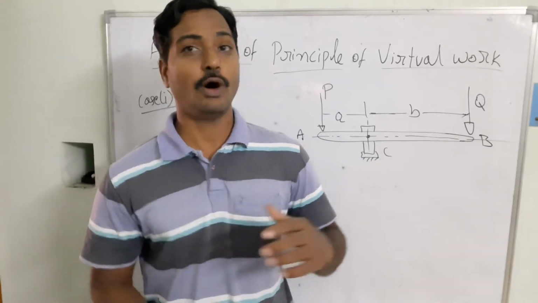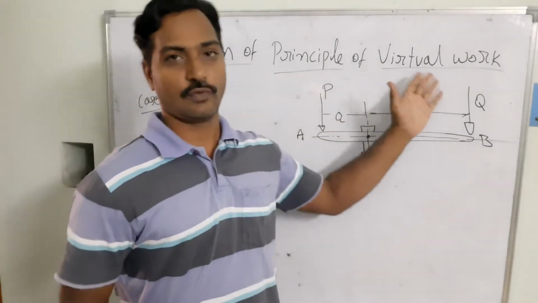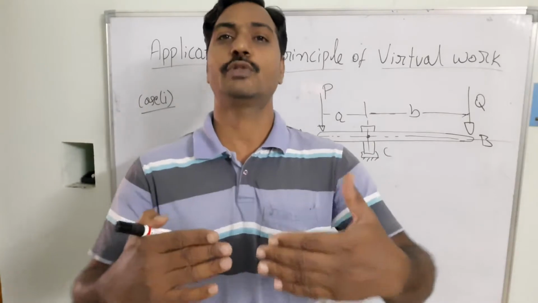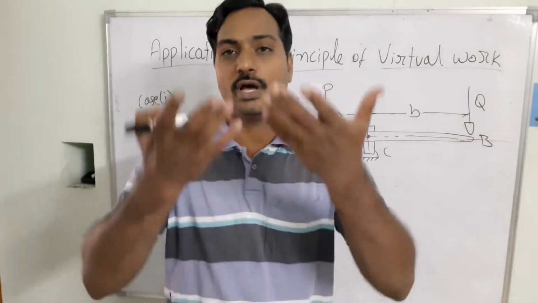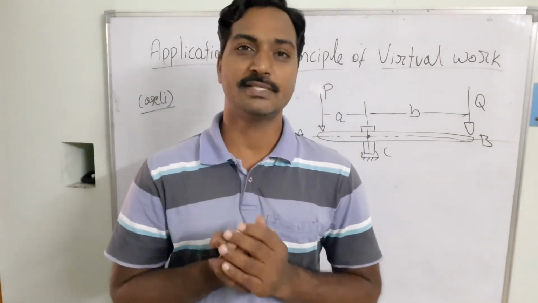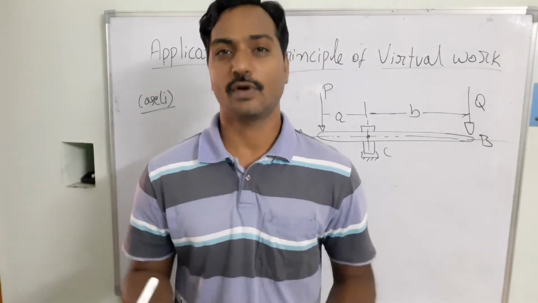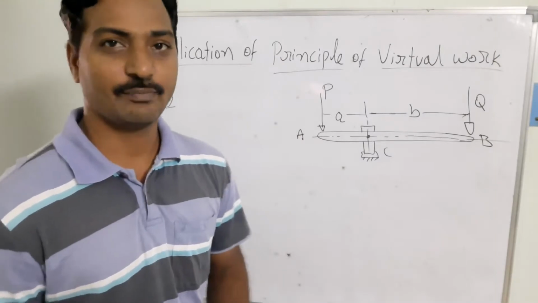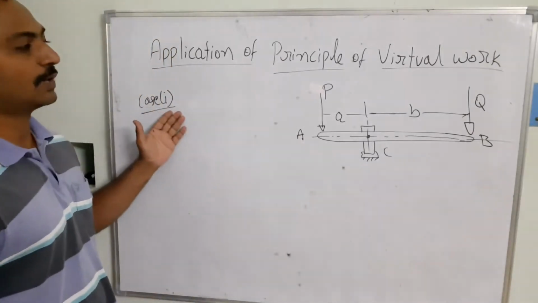But if you apply the principle of virtual work, we can make the object move in the downward direction, or to the left side or to the right side or to the upward direction also. On that basis, we can find out the virtual work. So I am going to give one practical example here. That's going to be case 1 I have taken.